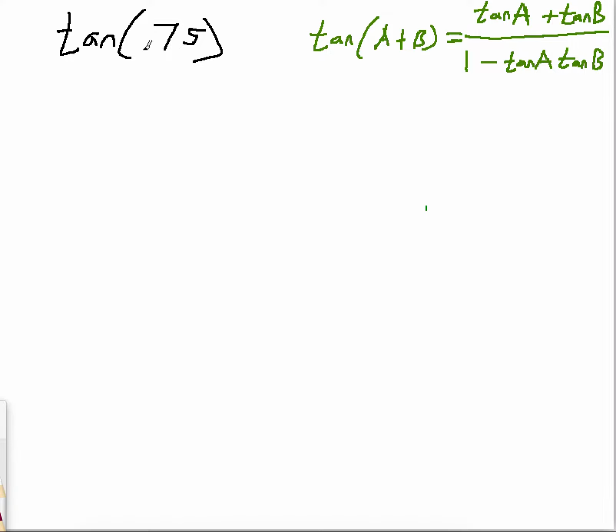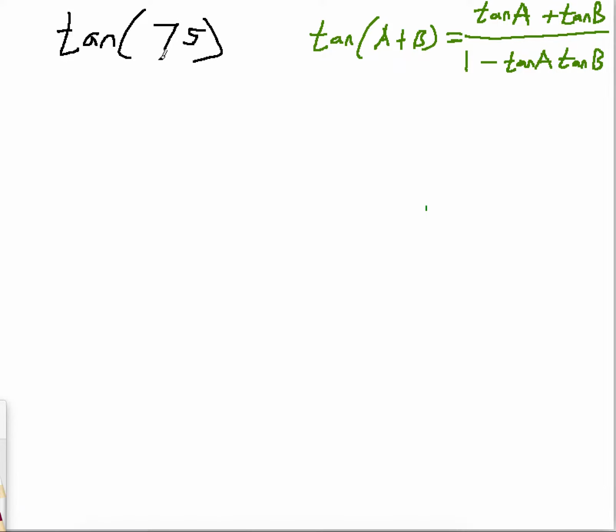Okay, so if we're trying to evaluate tangent of 75, we have this sum identity for tangent. That tangent of a sum, a plus b, can be rewritten as tangent a plus tangent b over 1 minus tangent a times tangent b. So it gets kind of bigger with the formula, but at least it's a way of doing it without using a calculator.